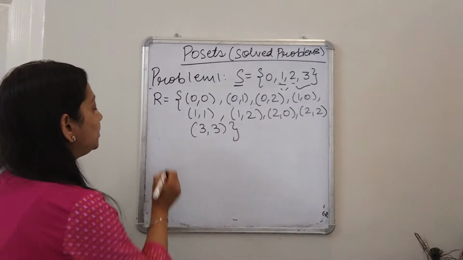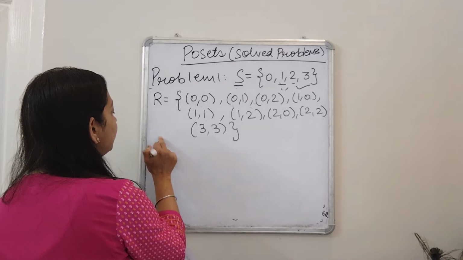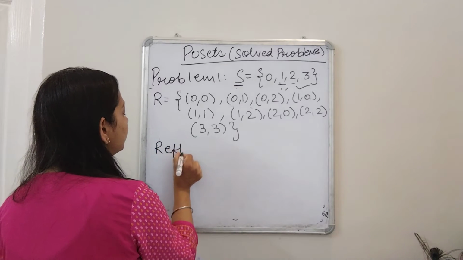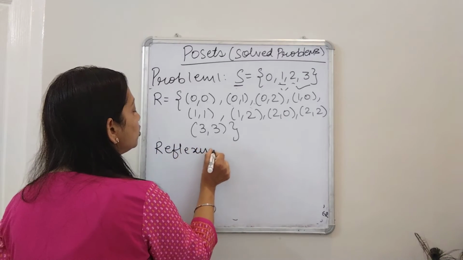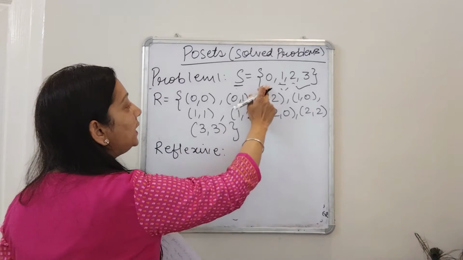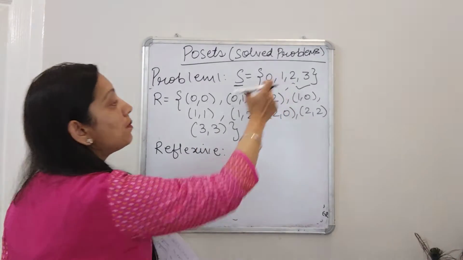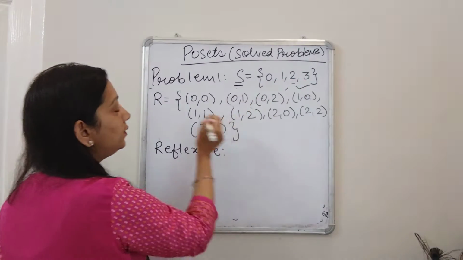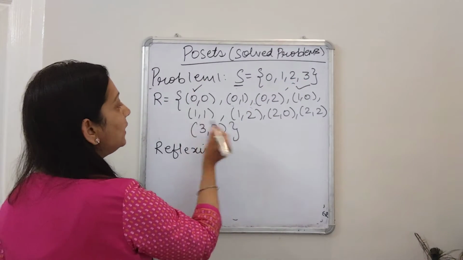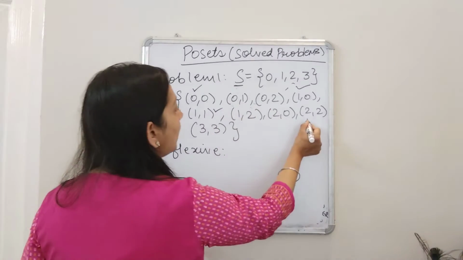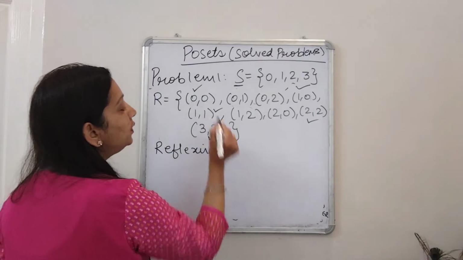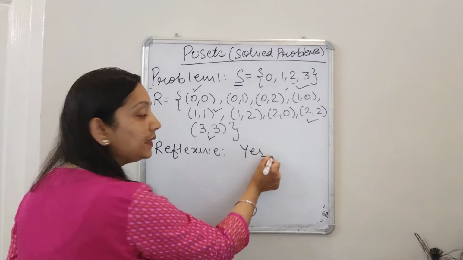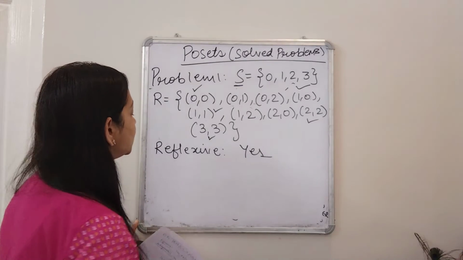Now first of all I will check if it is reflexive. To be reflexive, all the elements from the set S must exist in the form (0, 0), (1, 1), (2, 2) and (3, 3). So I have (0, 0) here, then I have (1, 1) here, I have (2, 2) here and I have (3, 3) also here. So I can say that yes, it is reflexive.